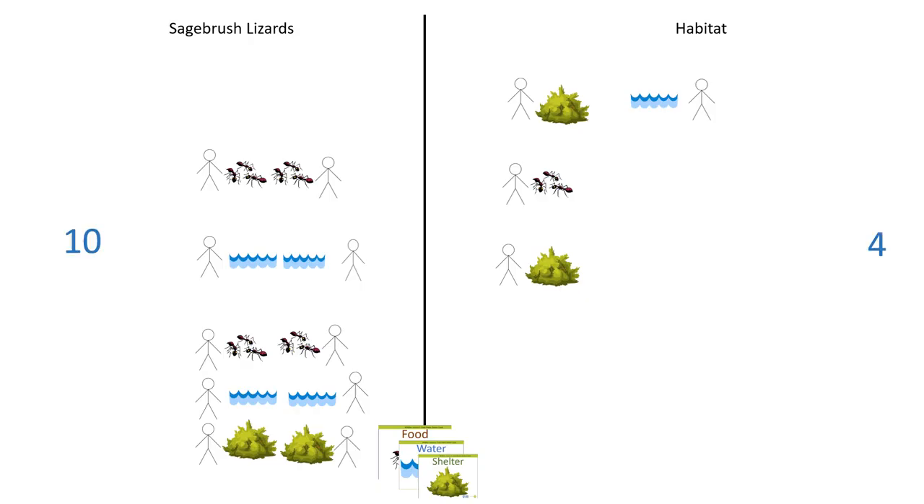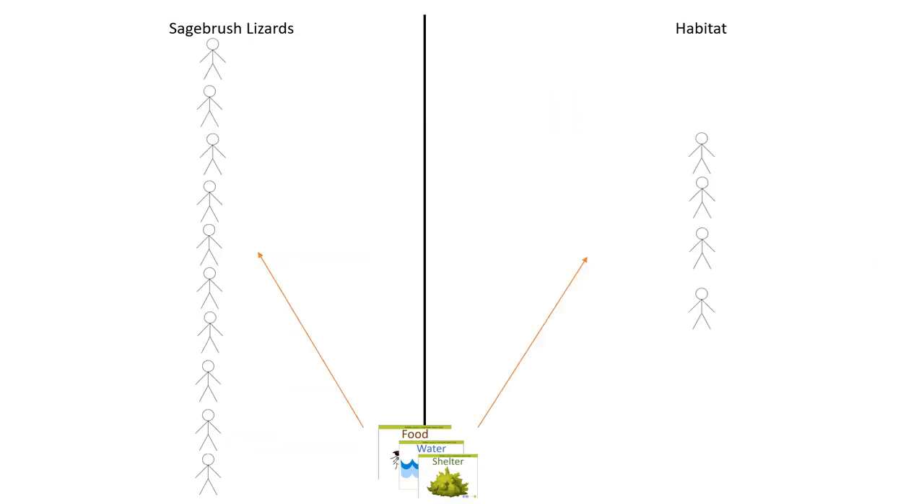At the end of the round, you count again how many lizards you have and how many habitats you have, and then you'll repeat the process all over again.